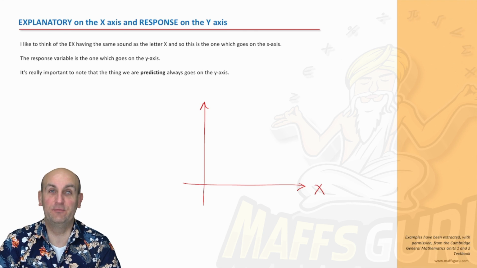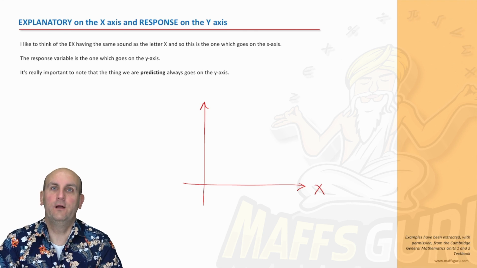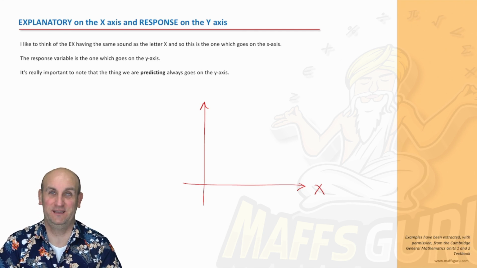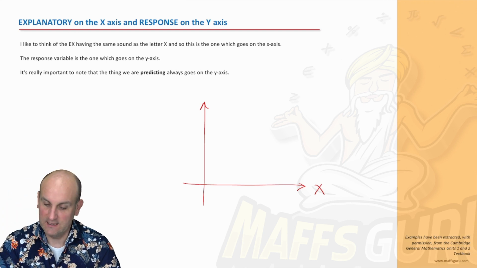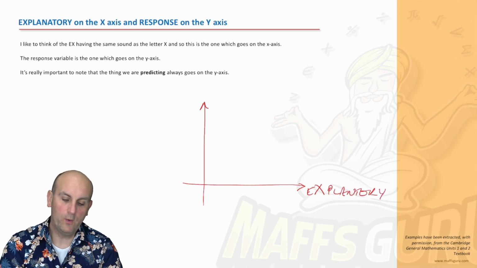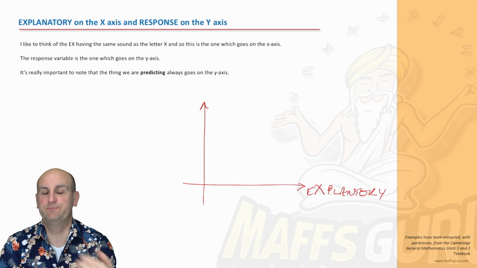Now, I've said that deliberately because the term we put on the x-axis is called the explanatory. See what I did there? Explanatory. Nothing to do with planets. Anyway, so this one here is the explanatory variable, and the one on the y is the response variable.